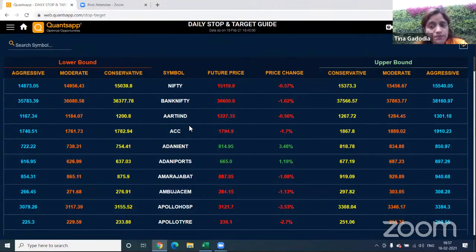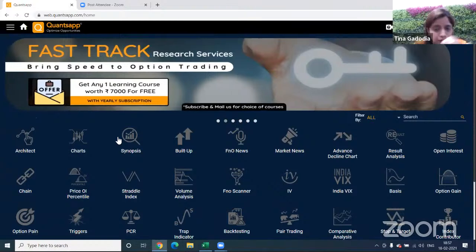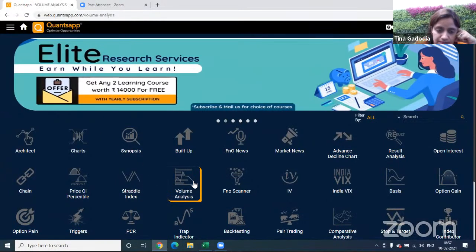So you need to be there in the market. You need to understand how the swings are taking place. So if the market is sideways, then buy the dips, sell the highs. So that's how it should work. So stop and target, you can use it on an intraday basis. Then volume analysis is something else.